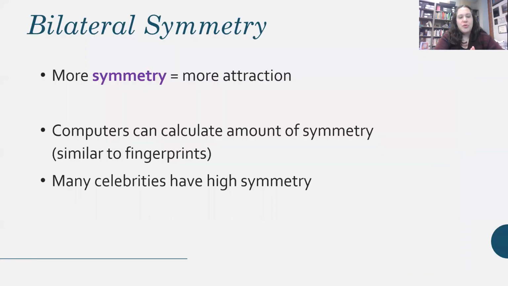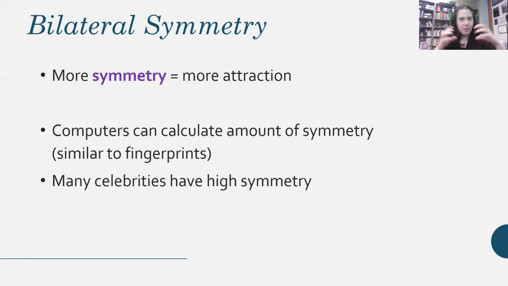So the research shows that people who have more symmetry are more attractive, and that seems to be true around the world. One interesting study that was done using this idea of symmetry is that you can have a computer look at a photograph, a real photograph of someone who hasn't been adjusted by a computer. But what the software can do is actually measure how much symmetry is in somebody's face. So are the eyes the same size?